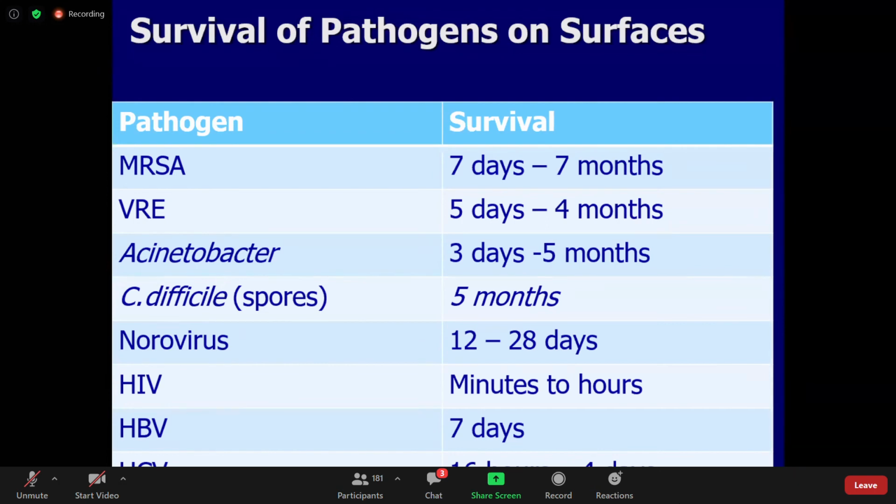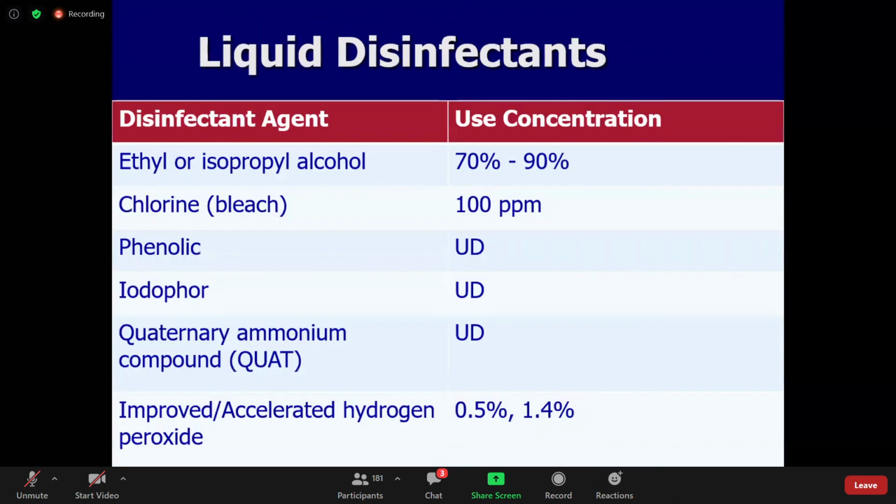VRE, vancomycin-resistant Enterococci, Acinetobacter, one of the common organisms in hospitals, in the flora. Clostridium difficile for almost 5 months. Norovirus, HIV, HPV, and HCV, and so on. So it gives you an example of how important it is to ensure that you get rid of these microorganisms from the surfaces in the hospital itself.